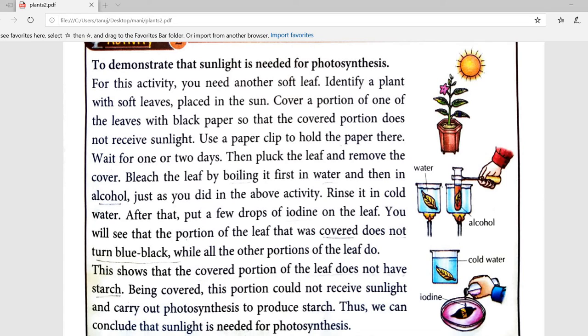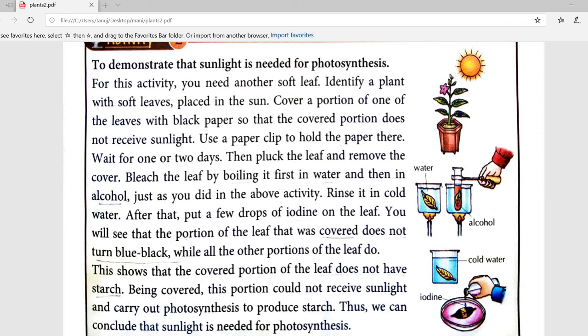After putting iodine drops on it, what we can observe is that the covered portion does not turn blue black. The rest of the portion, which gets sunlight, turns blue black. So this shows the covered portion of the leaf does not have starch.